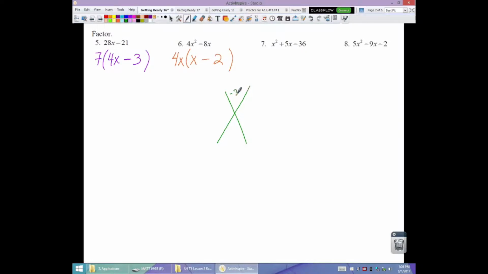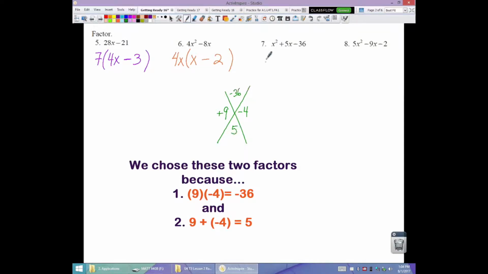We have a product in mind of -36 and a sum of 5. Since we have a negative product, we need one of each sign, and they need to be different by 5. So that would mean we want positive 9 and negative 4 to get 5. Our factors then are x plus 9, x minus 4.